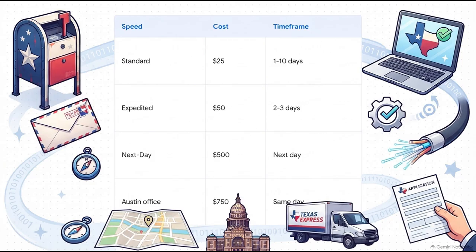And if you are in a massive rush, you can deliver it in person to the Austin office for next day service at $500 or same day service for $750. But frankly, the standard online SOS Direct filing is so fast, it usually saves you from ever needing to drop that kind of serious cash.